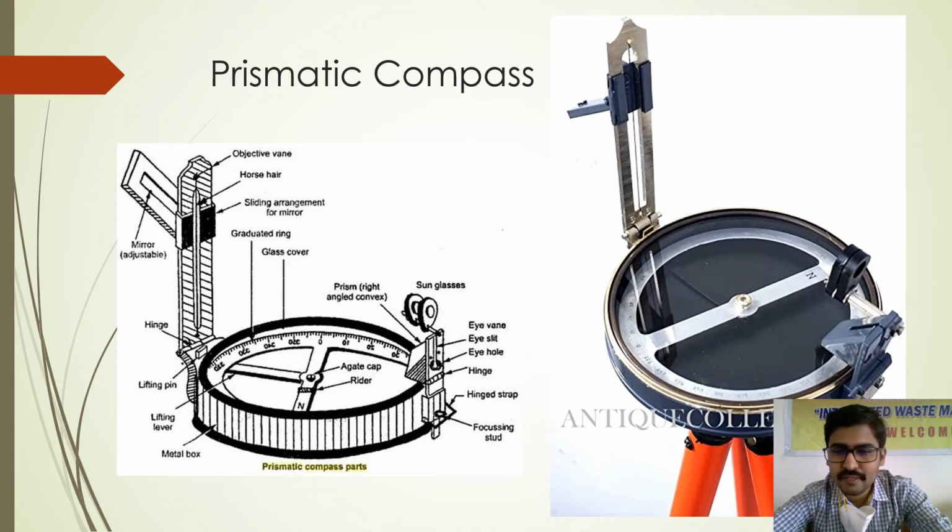You can see in the diagram how exactly a prismatic compass looks. You will be working with this compass in your surveying lab in your higher semester. On the left side you can see the diagram showing the different parts of the prismatic compass, whereas on the right side you can see the figure of the prismatic compass. The figure you have is exactly the one we have in our laboratory. You can see in the diagram what different parts we have. I will explain it with the figure, right?